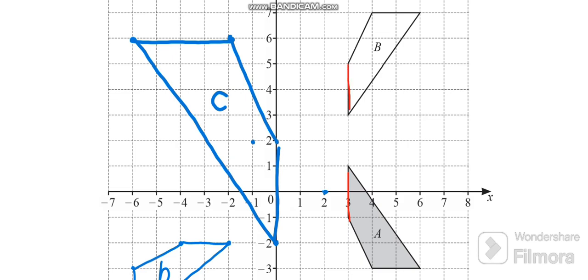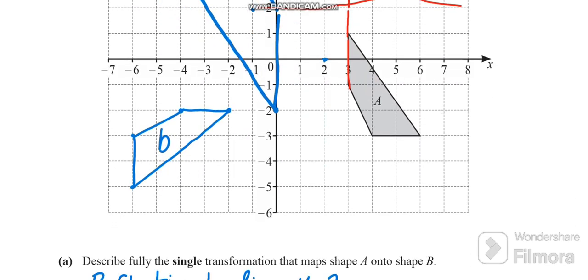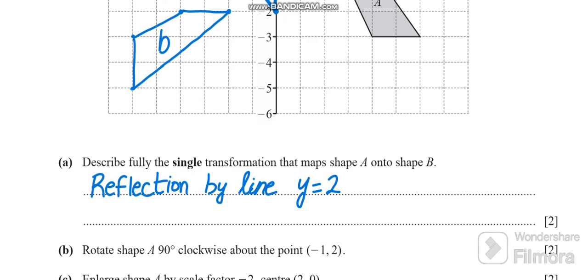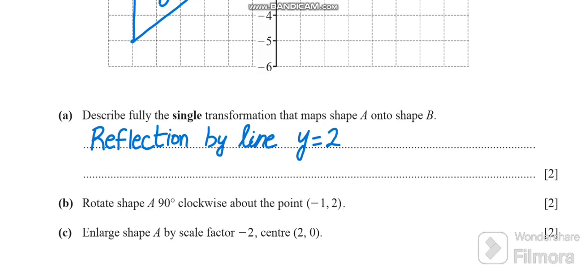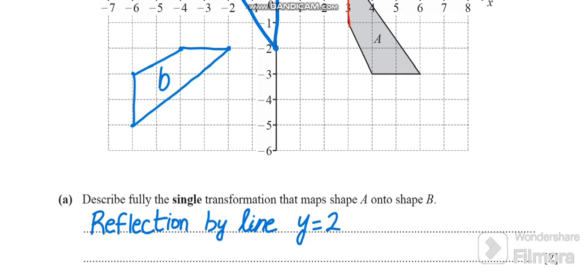So this is reflected and it is reflected in the line y equals 2, because this point, which is 3, is an equal distance from the reflection line as compared to 1, which is also an equal distance from the reflection line. So this is the reflection in the line y equals 2. Part B states: rotate shape A 90 degrees clockwise about the point (-1, 2).